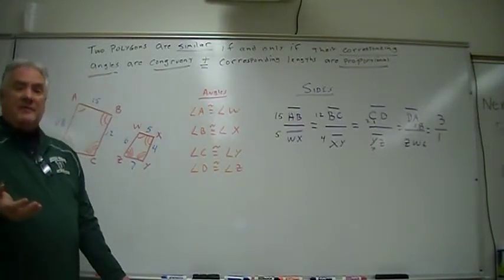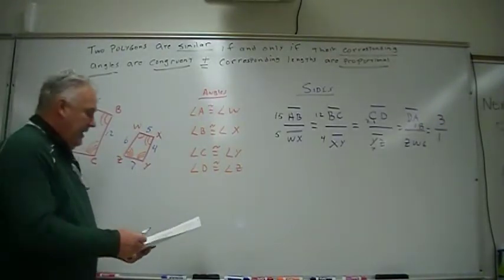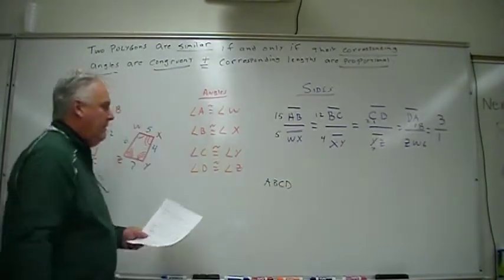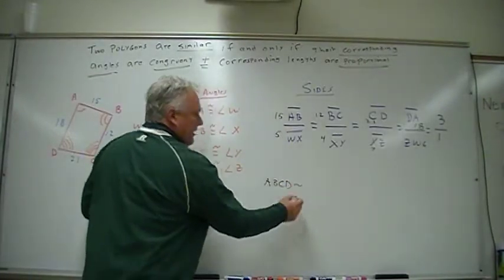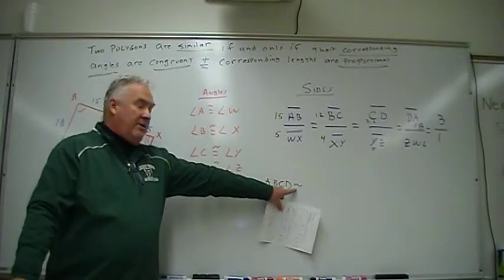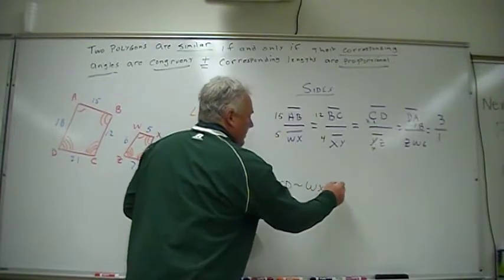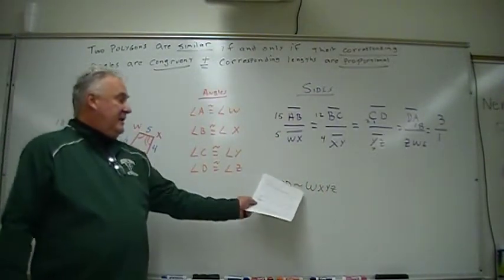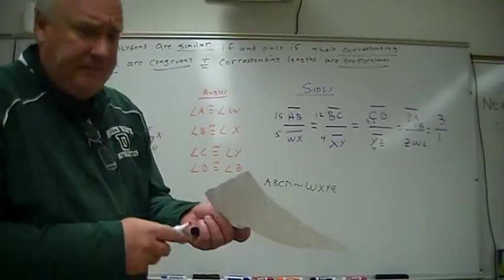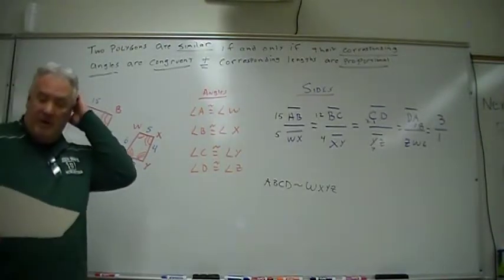And what's the root word of similar? Same. Okay? This is how we write it. We would write it as ABCD is similar, there's the little squiggle that you use. I'm a good vocabulary guy, right? It's called a squiggle. And then WXYZ. So figure ABCD is similar to figure WXYZ. Okay, so that is the main part of these.